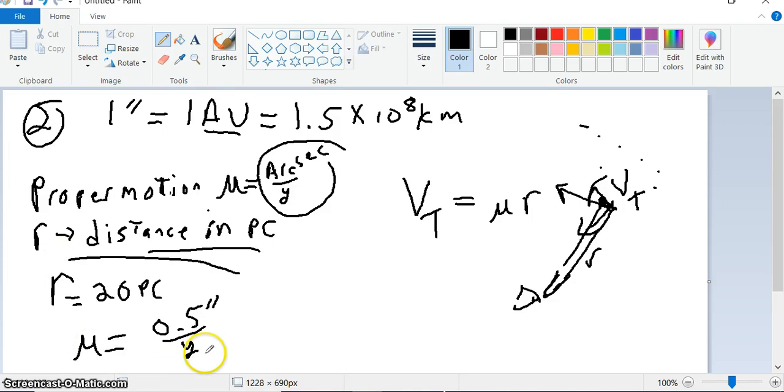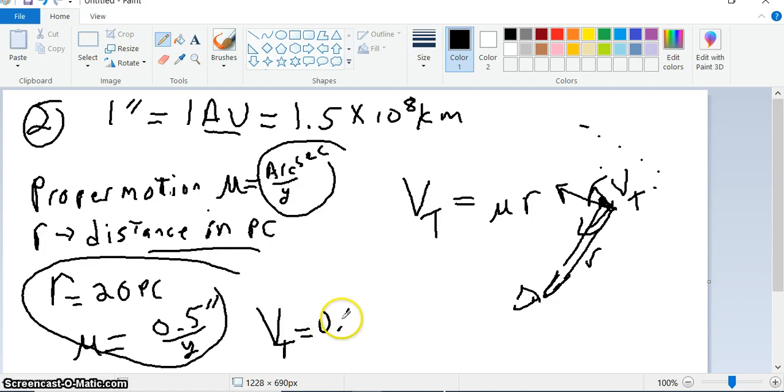All right, so let's work on this part. We'll get the transverse velocity. So the transverse velocity is equal to, as I said up here, mu times r, so it's going to be 0.5 arc seconds per year times 20 parsecs. And so this turns out to be 10 parsecs per year.